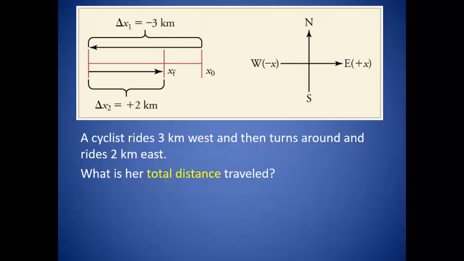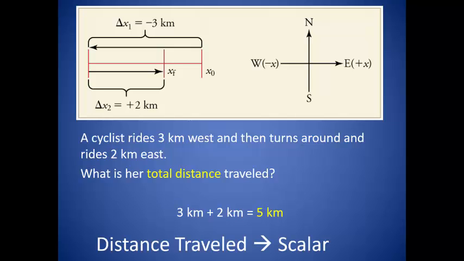Notice that this is not the total distance she traveled on her bike. Initially, she went 3 kilometers west, then she came back 2 kilometers. So her total distance traveled was 5 kilometers. Notice we do not assign a direction to this value. Because distance traveled has a magnitude assigned, but direction is not included, we refer to this as a scalar quantity.